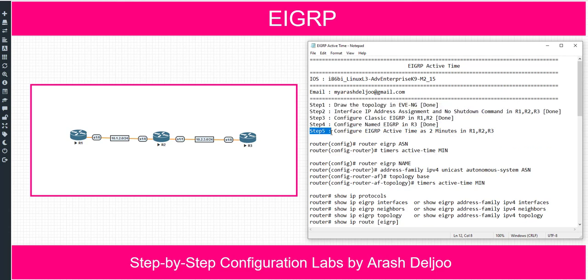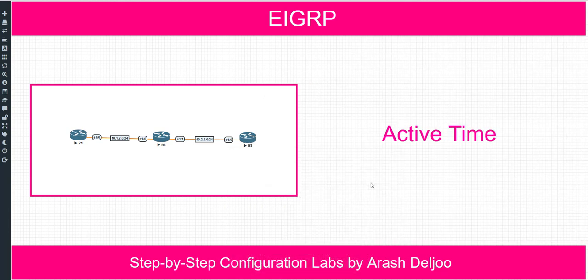Step 5 says configure the EIGRP active time as 2 minutes in router 1, router 2, and router 3. Don't forget, it is not mandatory to configure the same active time in all routers. You can configure different active times in different routers, but it is recommended to use the same value.